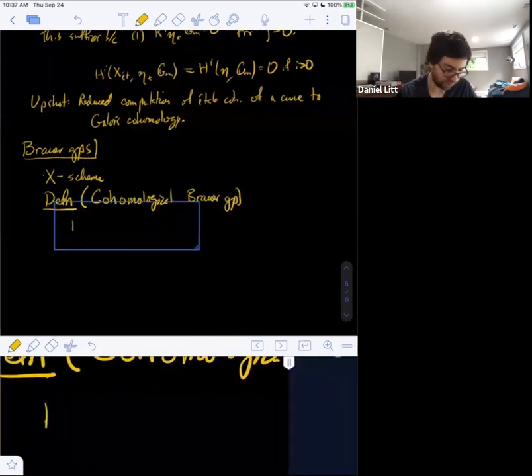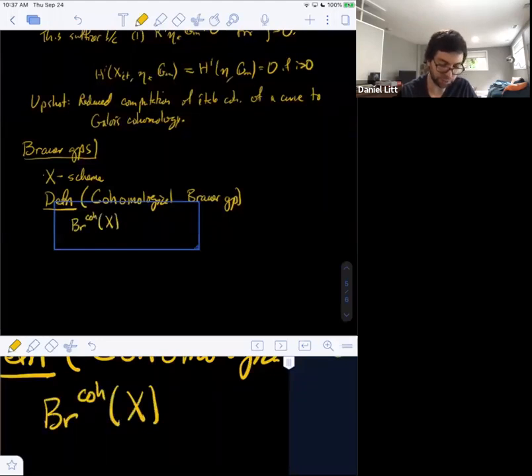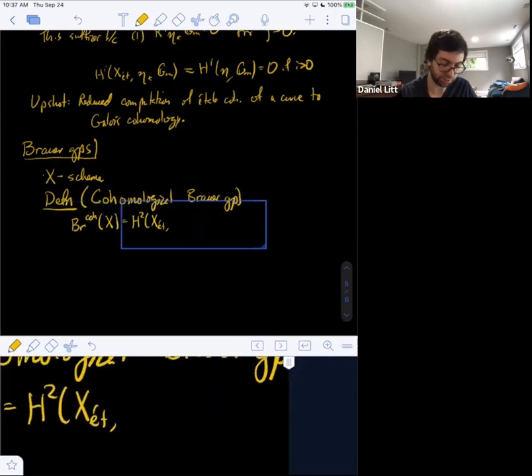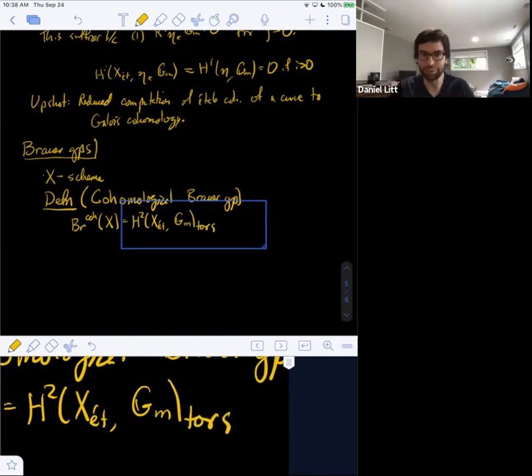So what is it? I'm going to call it Br superscript co of X. The cohomological Brauer group of X is you take the second Etale cohomology of X with GM coefficients, and then you take the torsion in that group. So this is what we're going to study. And as written, it doesn't feel like we've made any progress. We've just defined a group we already knew how to define with a different name. But the point is that in good situations, this group has a very geometric interpretation.